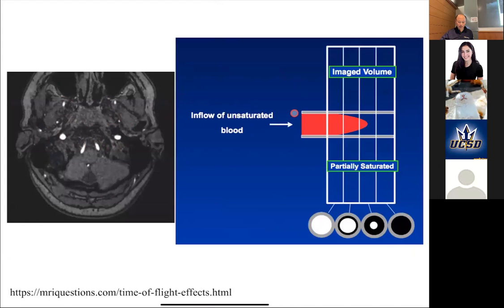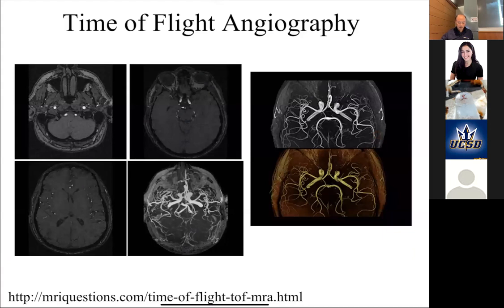Essentially, unsaturated blood comes in and has more magnetization, and the signal is darker for things that haven't flowed in yet. With that, you can get these really amazing time of flight angiography images. The really nice thing about these is you don't actually need contrast to do this. In certain circumstances contrast might be injected, but things have gotten so good that the general standard of care for most radiologists is to do it non-contrast.